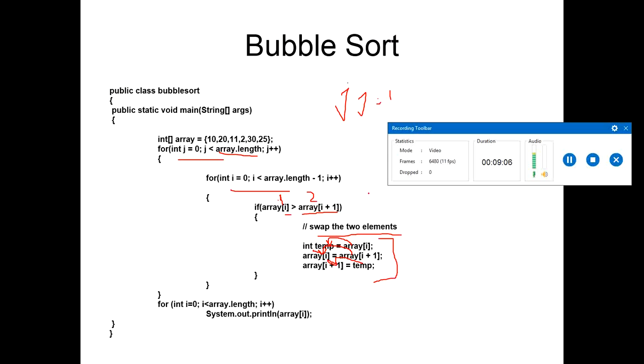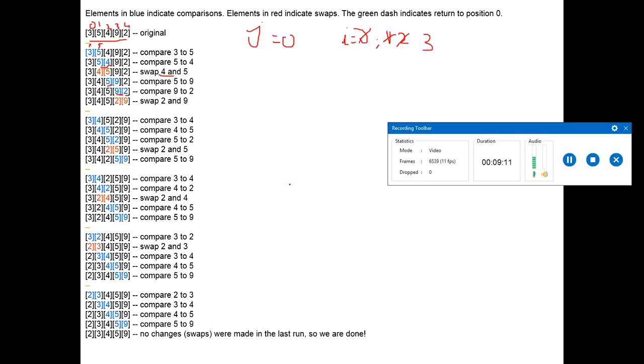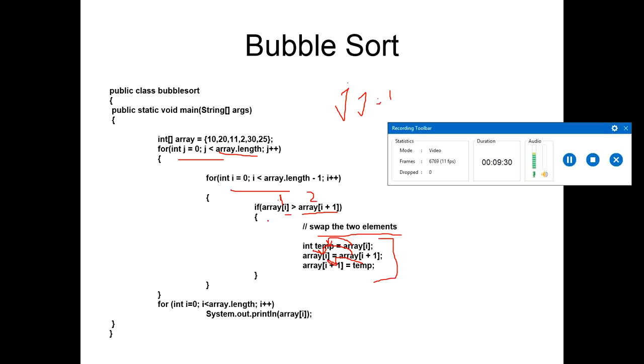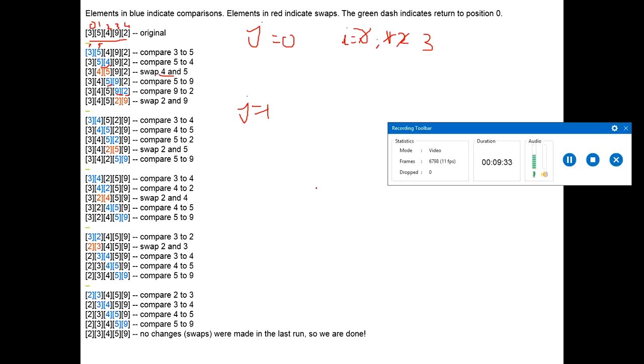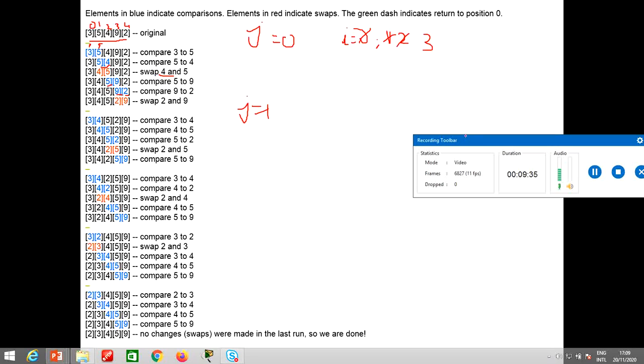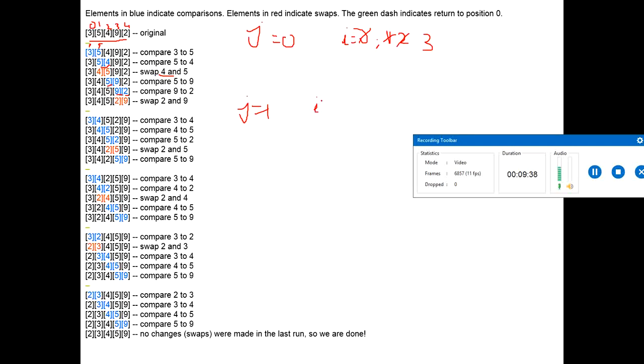And remember, my inner i loop traverses array length minus 1. So there are 5 elements and it will traverse 4 times. Now my inner loop terminates. Now j becomes 1. When j becomes 1, the whole inner loop repeats just like the same. So we compare with i equal to 0 and repeat the same steps again.